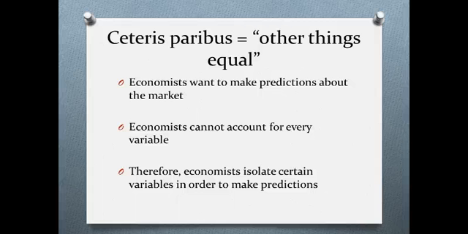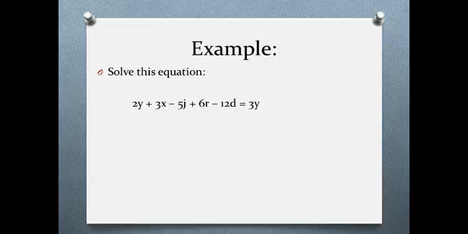All right, so like I said, ceteris paribus, other things equal. We want to make predictions about the market. Can't do that if we try to account for every variable. So we have to isolate certain variables in order to make predictions. So an example, let me give you a little example here. So I want you to solve this equation all at one time, just all at once. Just do it right now. Like don't substitute, don't do anything else. Just instantly in your mind, solve for every variable all at one time.